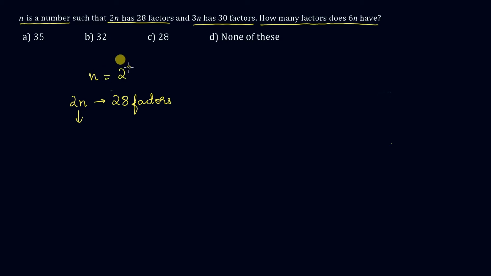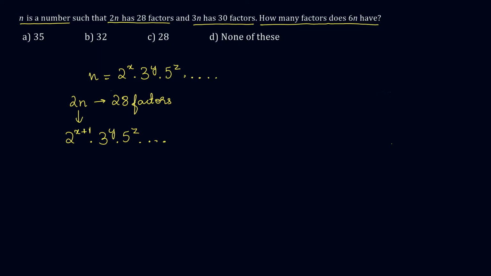Let's say n is 2 to the x times 3 to the power y times 5 to the power z and so on. We can have any number of prime numbers there, but let's see what part of it is useful. Now 2n has 28 factors, which means that the number will be 2 to the power x, and there's another 2 coming here, so we'll add a 1 to the exponent and the other exponents remain the same, and so on. Now this has 28 factors.